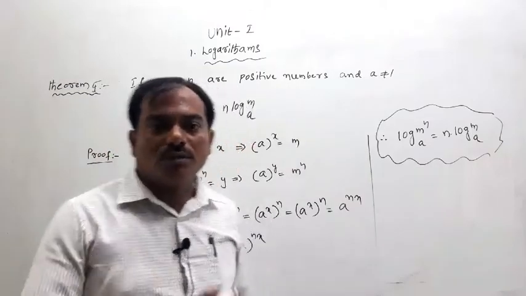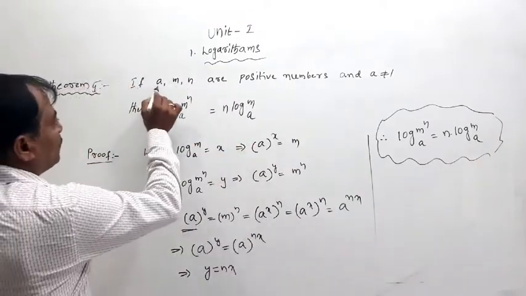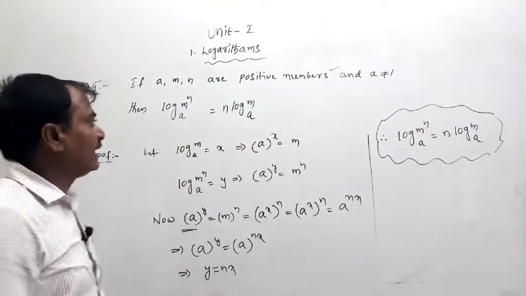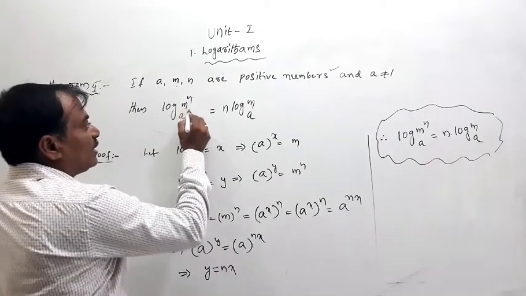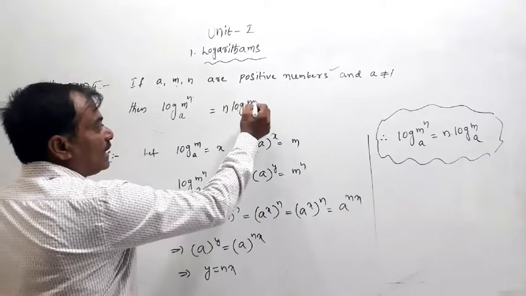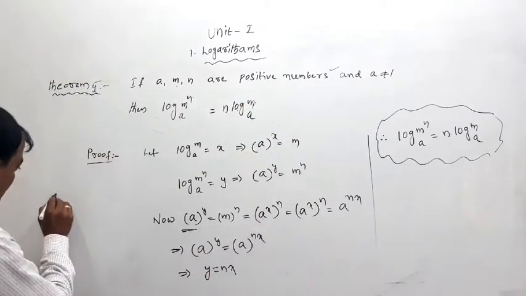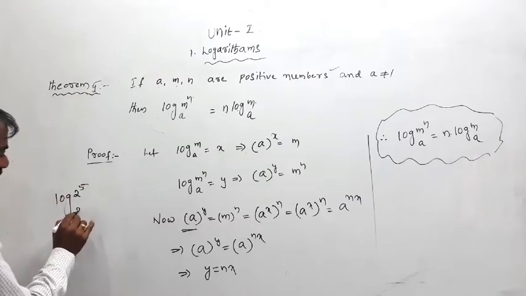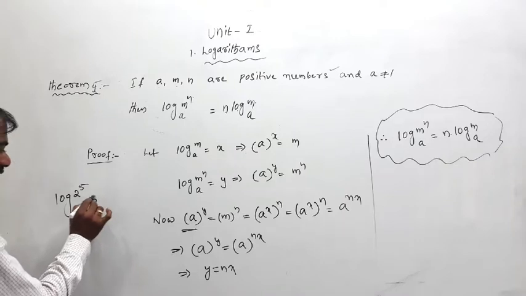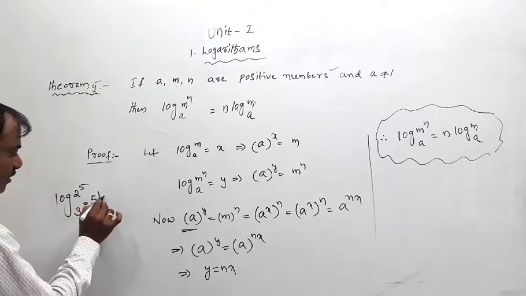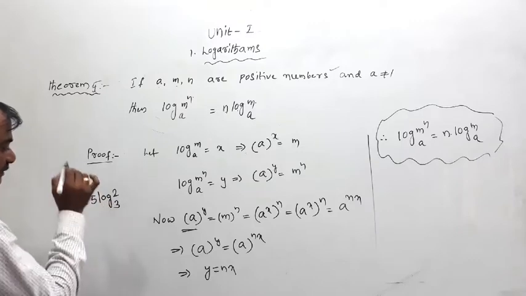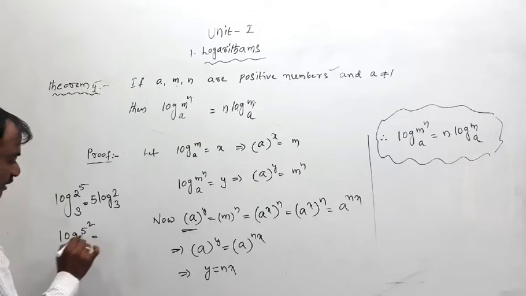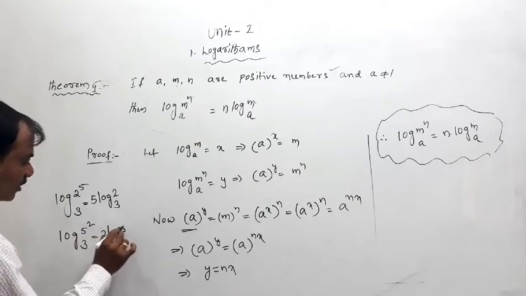This is one more important property. If m and a are positive numbers and a not equal to 1, then log m to the power n to the base a equals n into log m to the base a. For example, log 2 to the power of 5 to the base 3 equals 5 log 2 to the base 3, and one more example, log 5 square to the base 3 is equal to 2 times log 5 to the base 3.